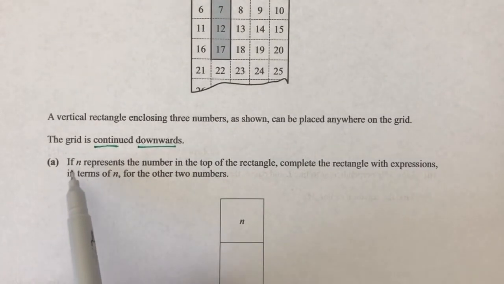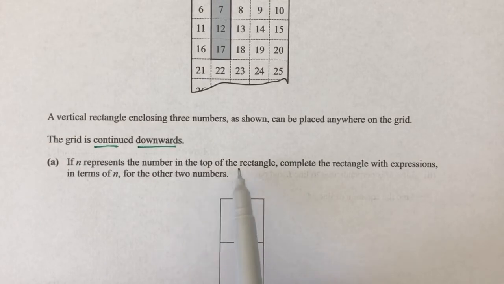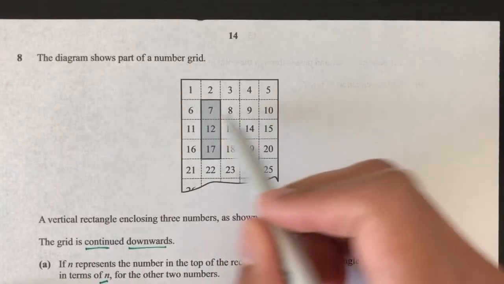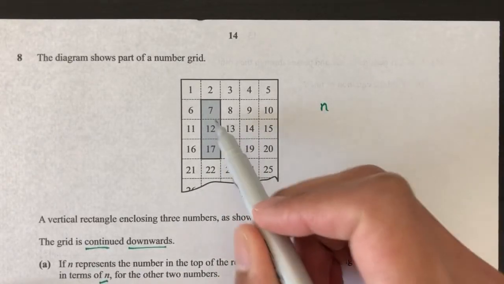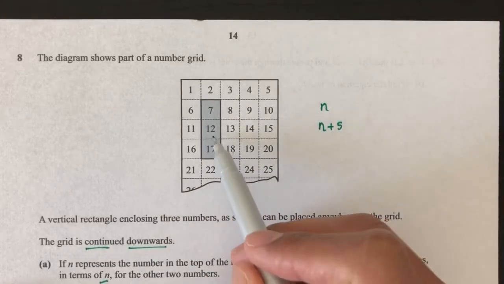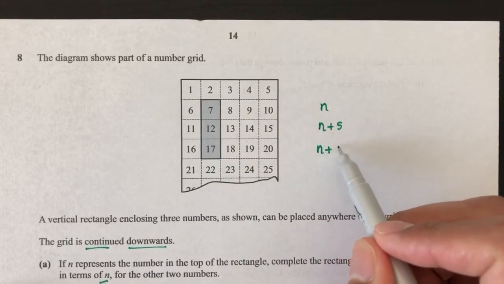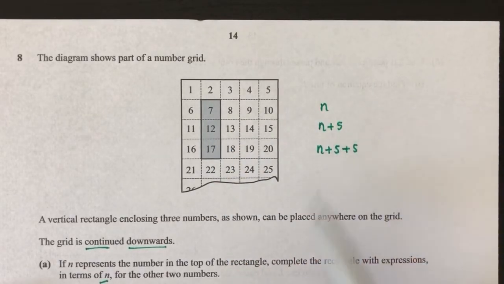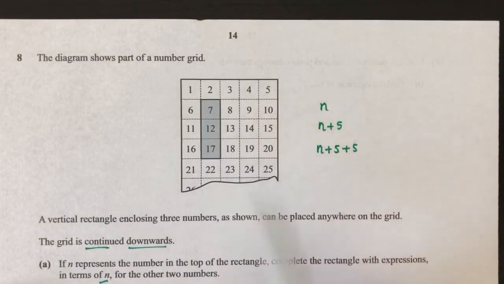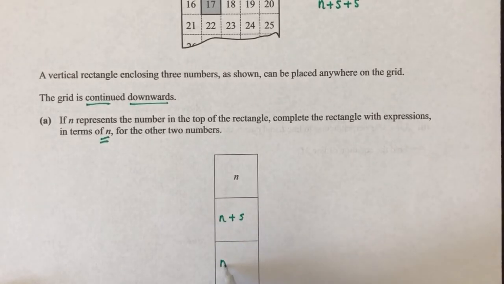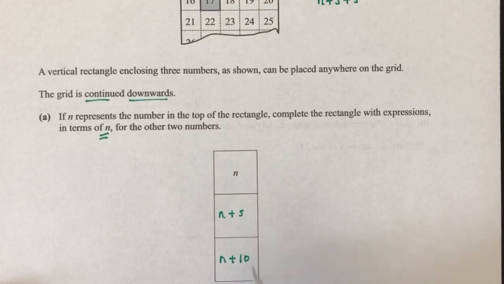So now we have, if n represents the number in the top of the rectangle, complete the rectangle with expressions in terms of n. So as you can see, let's say 7 was n. What is this value? As you can see, there's a difference of 5. So this will be n plus 5. And for this one, it will be n plus 5 plus 5. You see, there's a difference of 5 every time. So plus 5 and plus 5 again. So these are the values in these three boxes. So first one is n, second one is n plus 5, and last one is n plus 5 plus 5, which is n plus 10.